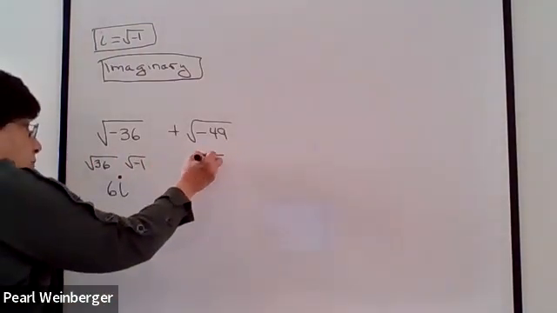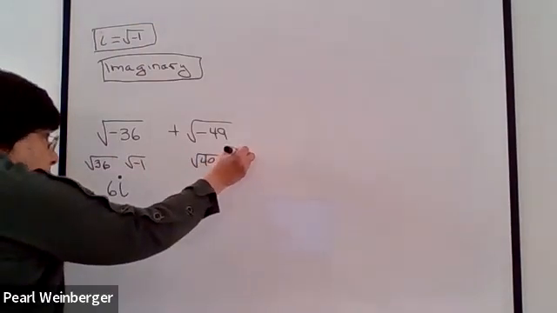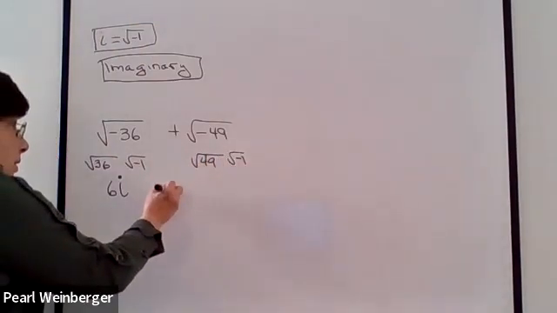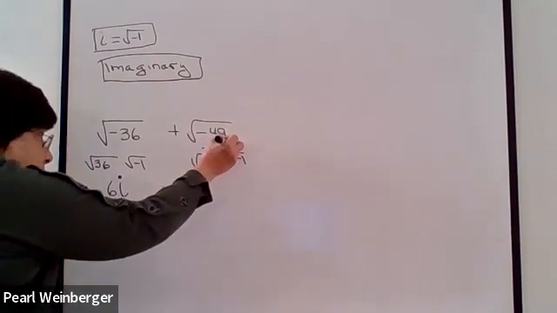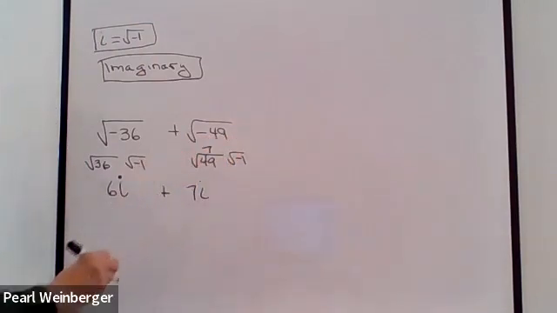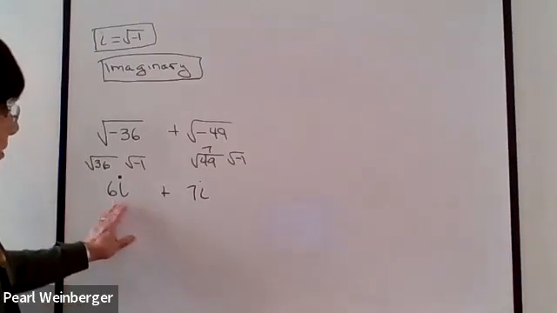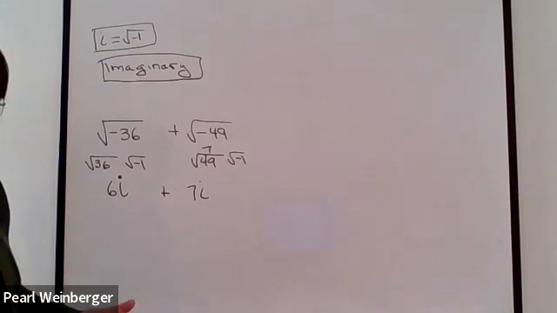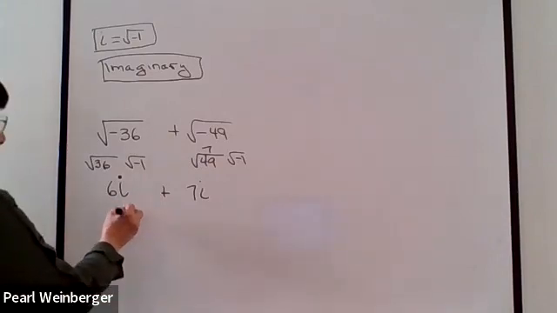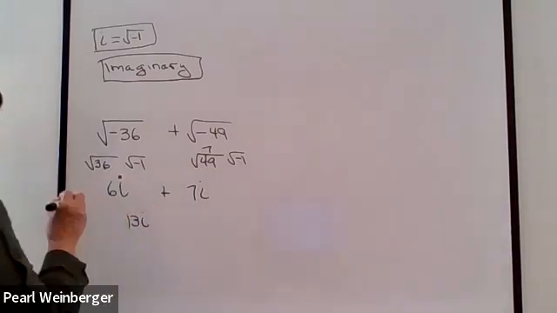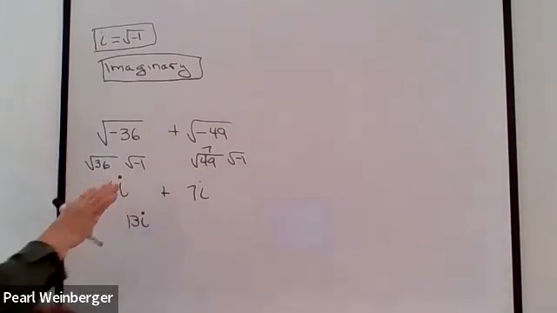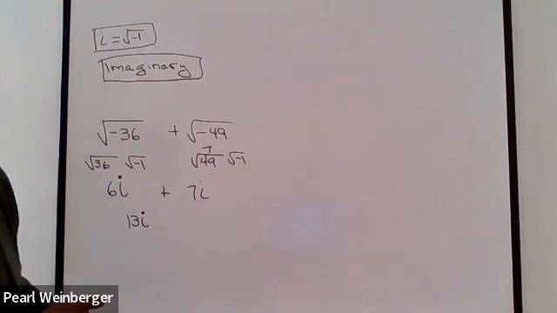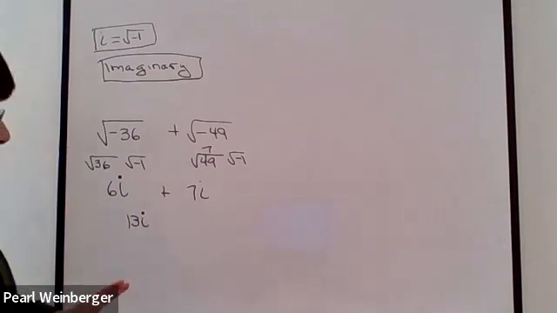This one I'm going to break up into 49 and -1, which is going to give me 7i. And now I can add the 6i and the 7i. It's like adding like terms. They both have i's to them. My final answer is 13i. So once I simplify them, then I add them just like regular algebraic expressions. They have to be like terms so that you can add them.